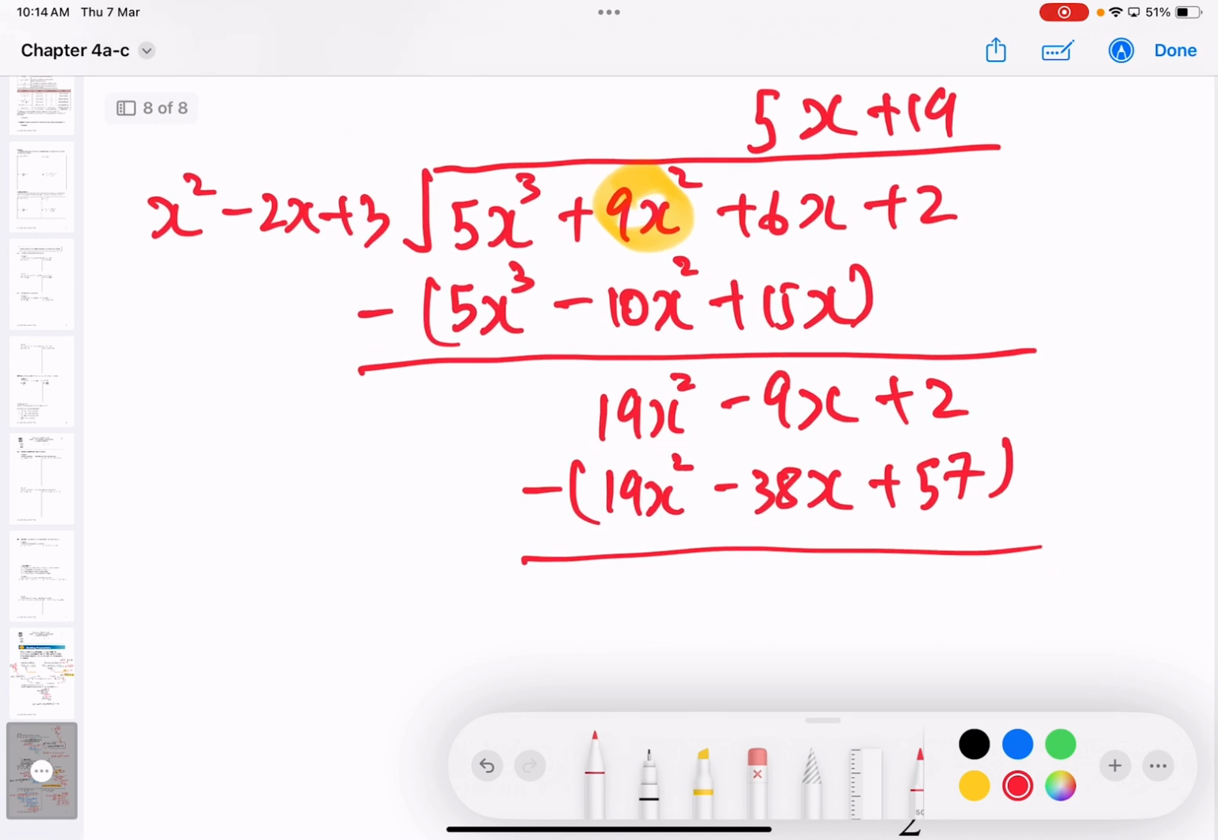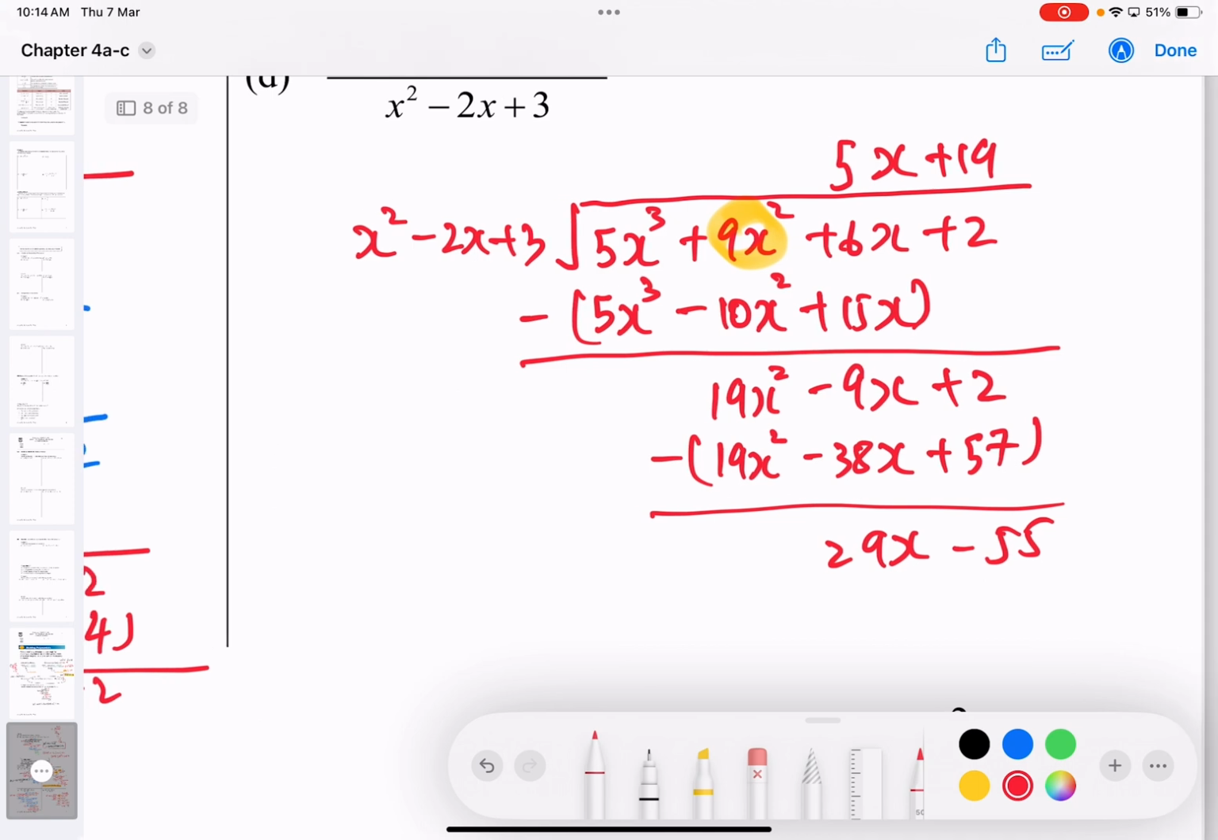19 minus 19 gives me 0. Negative 9 minus negative 38 means plus, so negative 9 plus 38 gives me positive 29. I have 2 minus 57, that gives me negative 55. Okay, so that is it.